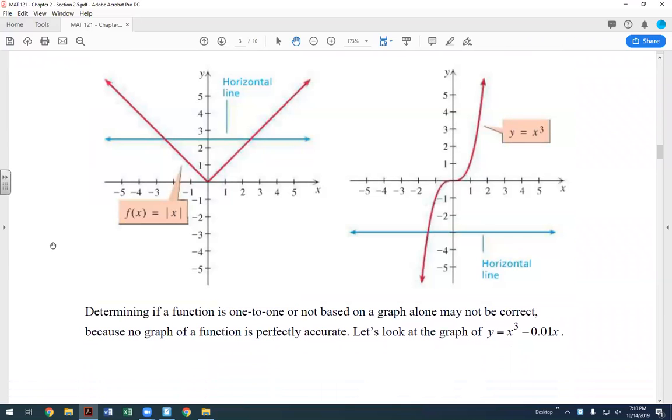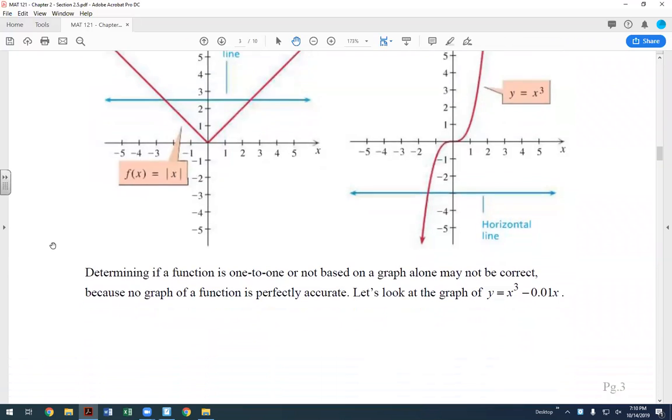And just think about it, what will undo an absolute value function? Because absolute values are distances, right? We're just interested in how far this number is from 0. Whereas a cube function, you can see it passes the horizontal line test because it only crosses at 1 point. And we know the cube root is its inverse function. So obviously it has to be invertible.